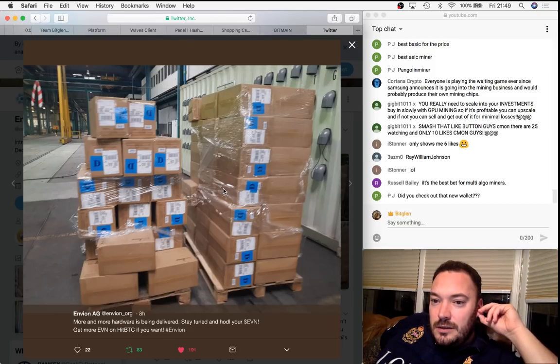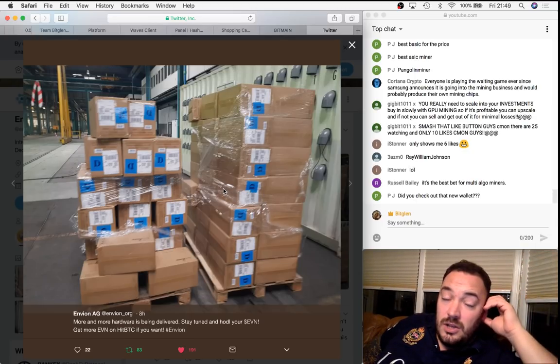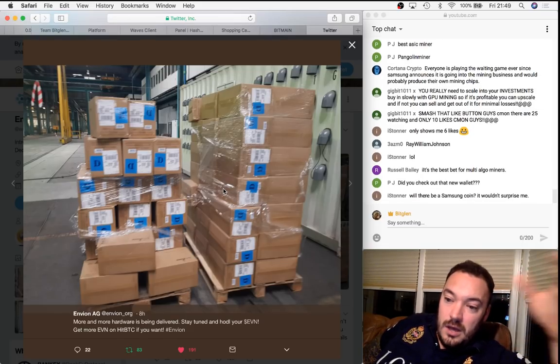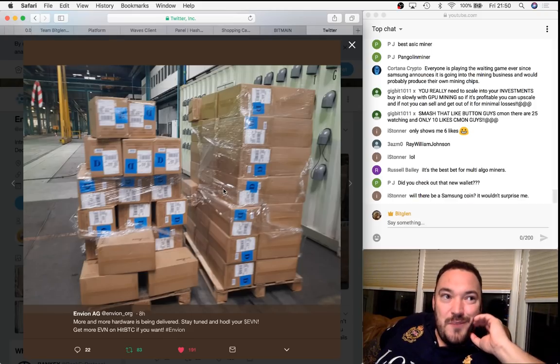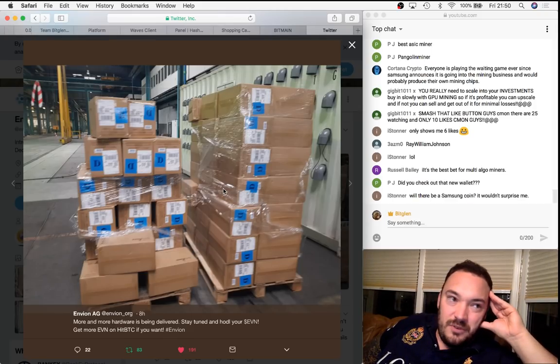You really need to scale into your investments slowly with GPU mining, so if it's profitable you can upscale, and if not, you can sell out for minimal losses. Yes, that's what I was saying earlier. You can always sell back your GPUs, and if one of them goes wrong, if you've got a six GPU rig, you've still got the other 5 going. Whereas if something goes wrong in an ASIC miner, I'm pretty sure you're knackered, because Bitmain offer like a 3-month warranty or something like that, and once you pass that 3 months, you're on your own.